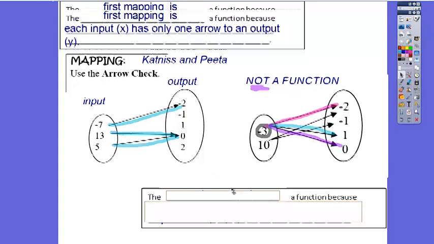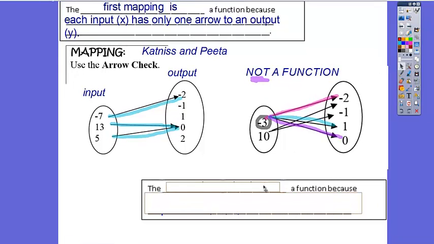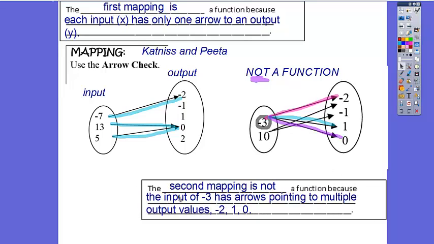The reason it's not a function is because the second mapping is not a function because when Katniss threw her arrow, it split and hit 3 different targets. That means the input value of -3 has arrows pointing to multiple output values, -2, 1, and 0. Impossible. Katniss and Peeta can hit the same target, but Katniss cannot shoot one arrow to 3 different targets at the same time. It is impossible. Her arrow can only hit one target at one time. So pause the video and write that stuff down.